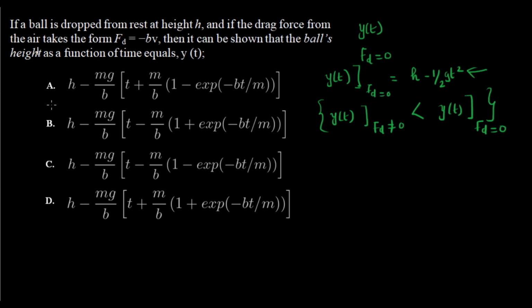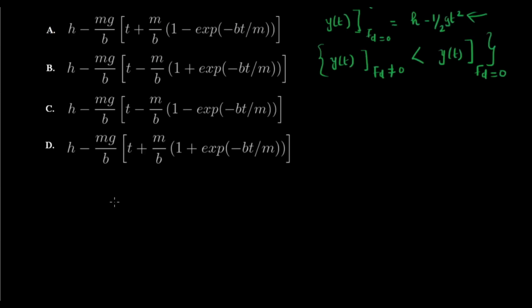So in that case, I'm going to expand this equation. I'm not taking all the options and solving them. Rather, I'm going to use the correct option here, and just show how this is going to work. Let's say y of t is equal to h minus mg by b times t minus m squared by b squared times 1 minus exponential of minus bt by m. That is option C that I'm going to use.